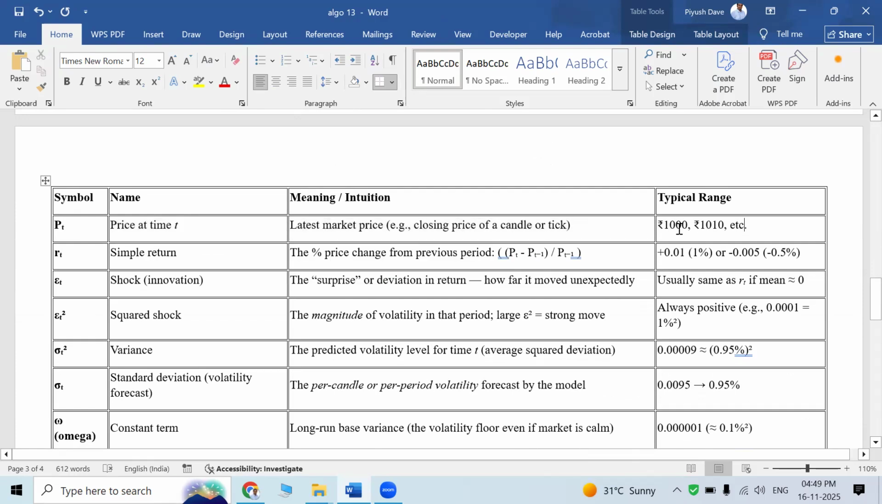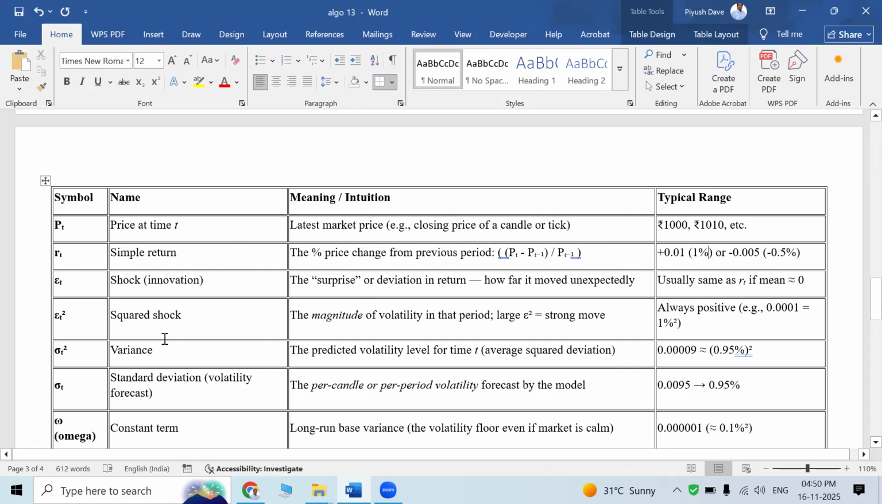So suppose the current price is 1000, the next price is 1010. So the current price is PT. RT is a simple return, the change in price. Okay, like we have for this case 1% return or 2% return or minus 0.5% return. ET is the shock, or we can say surprise, the unexpected change.